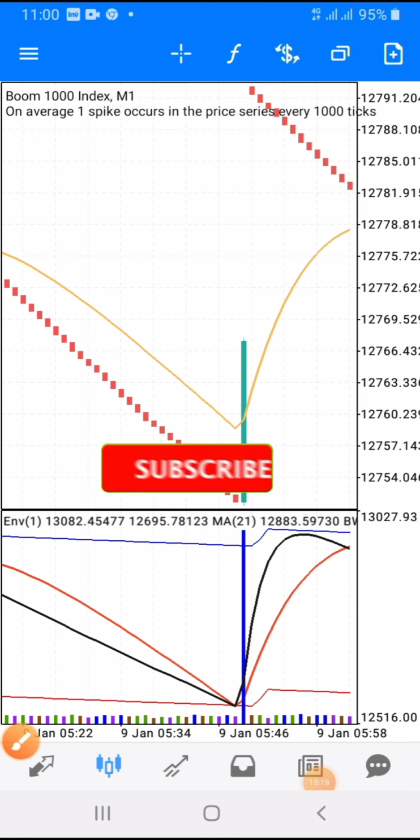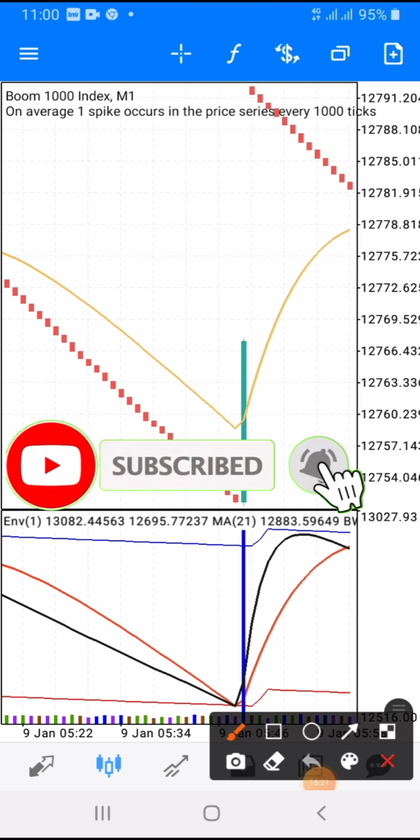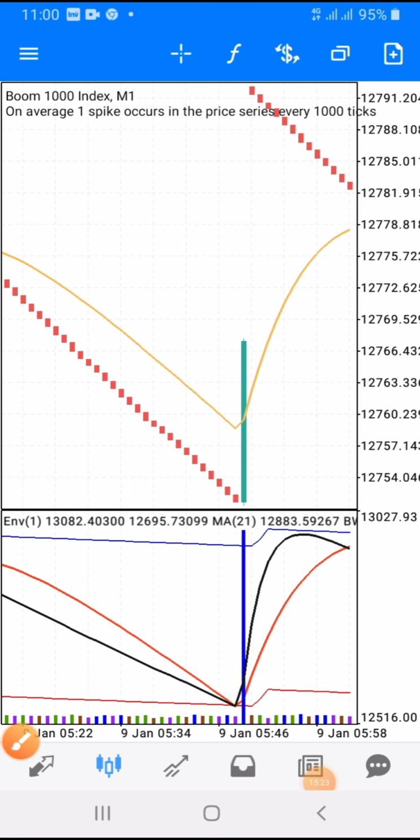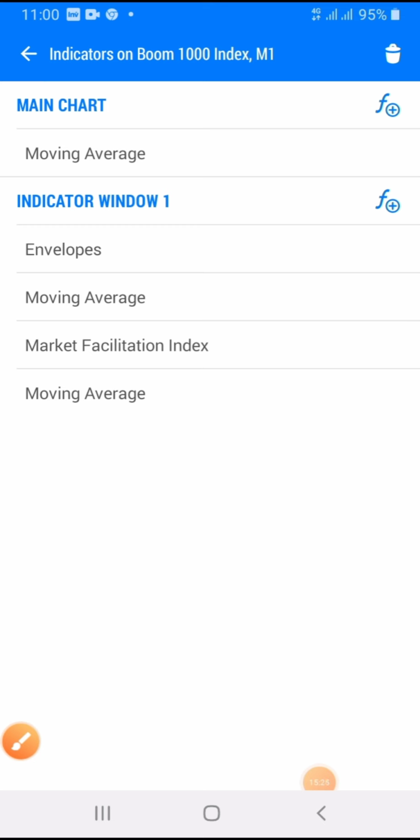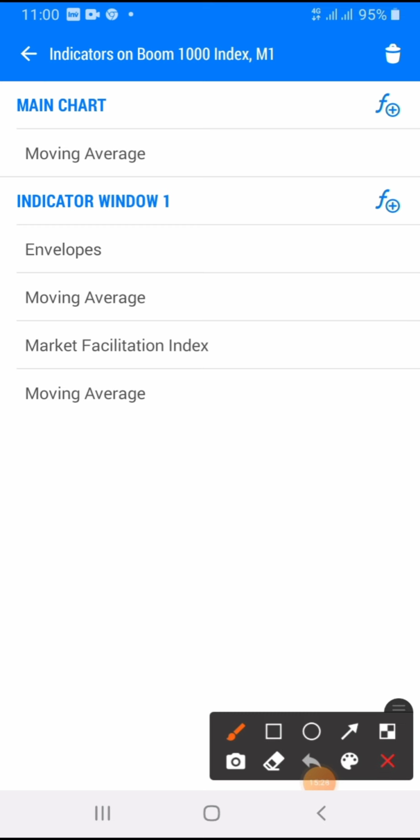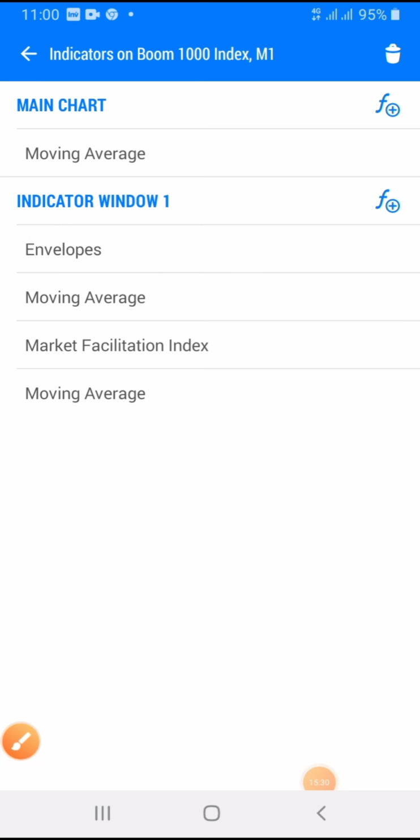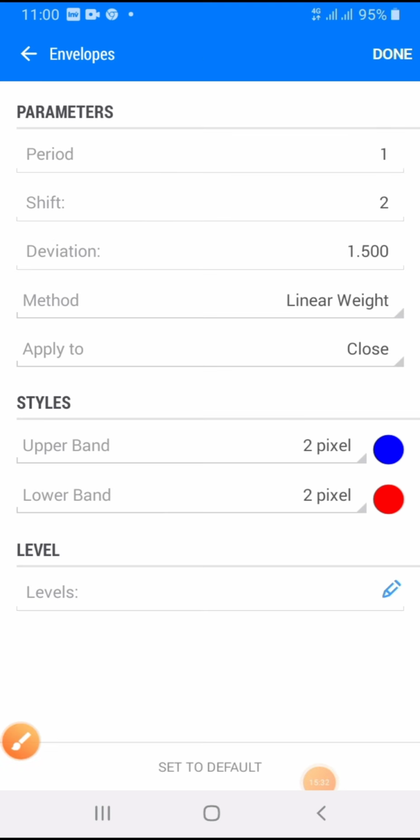All right, so let me share the settings with you. You click on this F icon here. When you click on the F icon, the first indicator that you are going to add should be our envelope. You click on the envelope here, then look at the settings. The period is 1, shift is 2, deviation is 1.500, method linear weight, apply to close, styles upper band 2 pixel, I use blue, lower band 2 pixel, I used red. You click done.